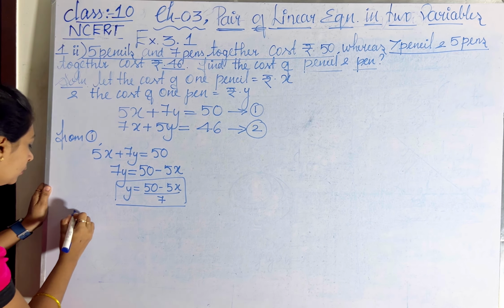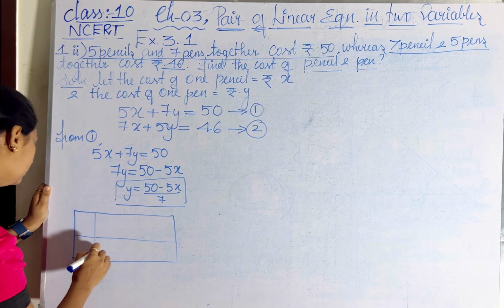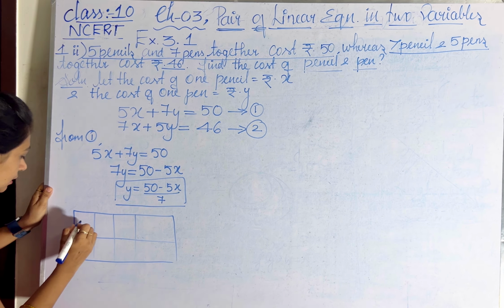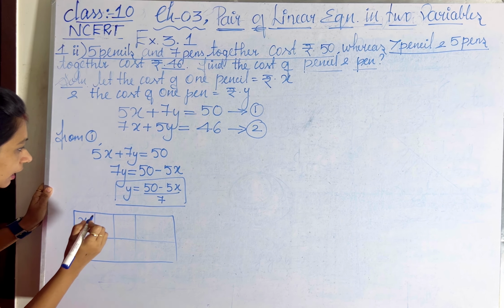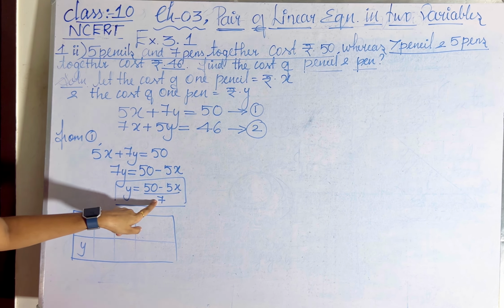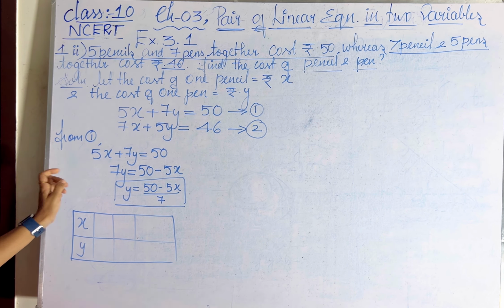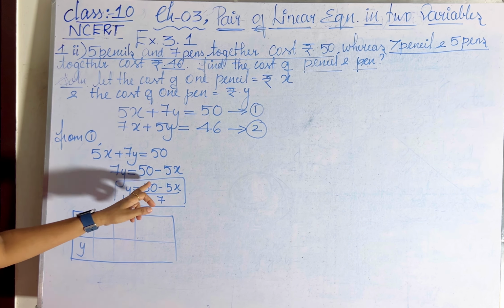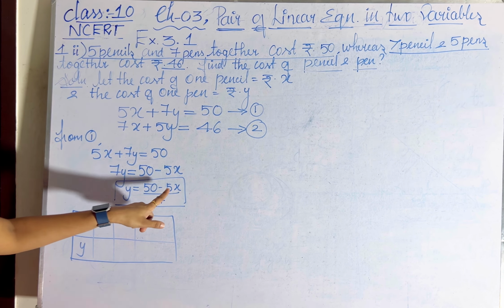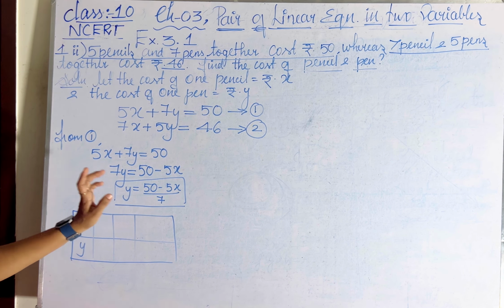So from equation 1 we are writing in terms of y. Now we need to give a minimum of 3 or 4 values of x to find the different values of y. So we have x and y. Whenever we are substituting the value of x, see that the denominator is 7 and the numerator is a multiple of 7, then the simplification will be easy. If I substitute 0 here, 50 minus 0 is 50, and 50 is not divisible by 7. So we have to analyze and substitute the value of x in such a way that the numerator is a multiple of 7 so that it can be divisible by 7.